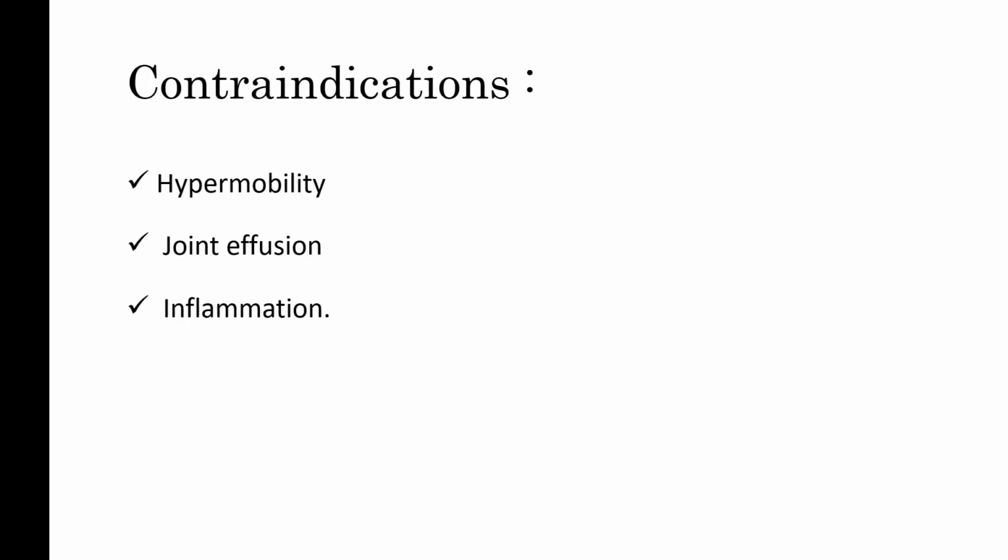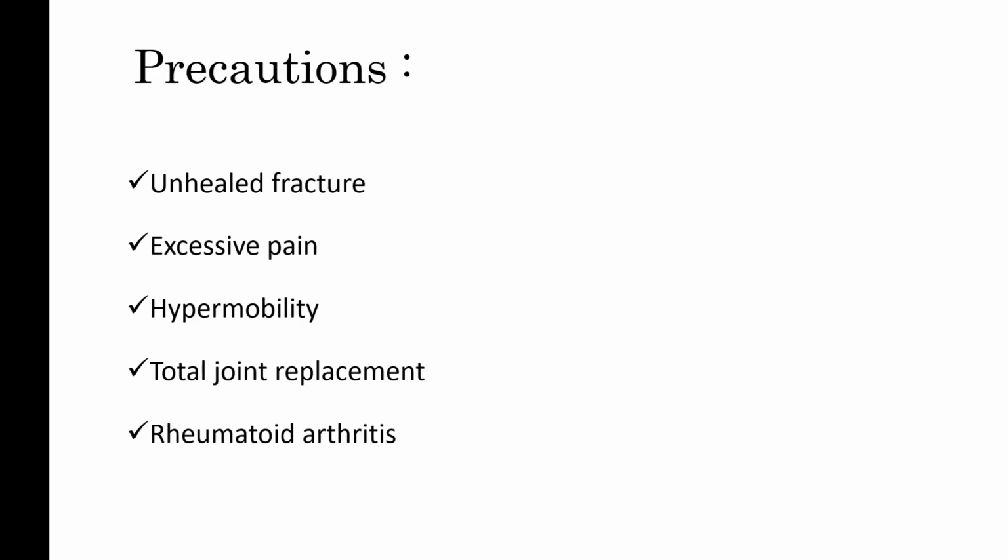Contraindications of Maitland mobilization: hypermobility, joint effusion, and inflammation. Precautions that you should keep in mind while giving Maitland mobilization: unhealed fractures, excessive pain, hypermobility, total joint replacement, and rheumatoid arthritis.